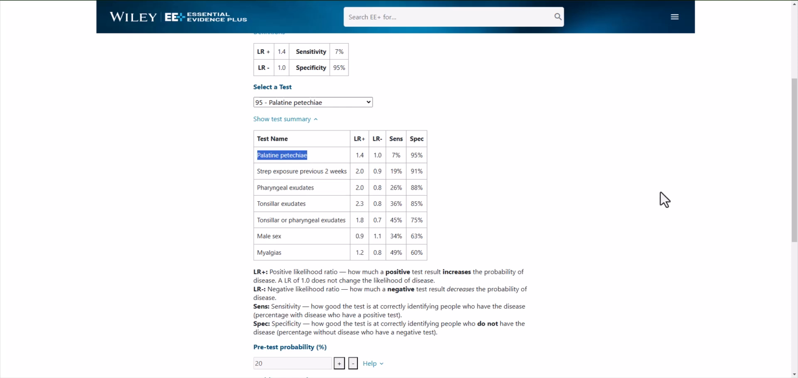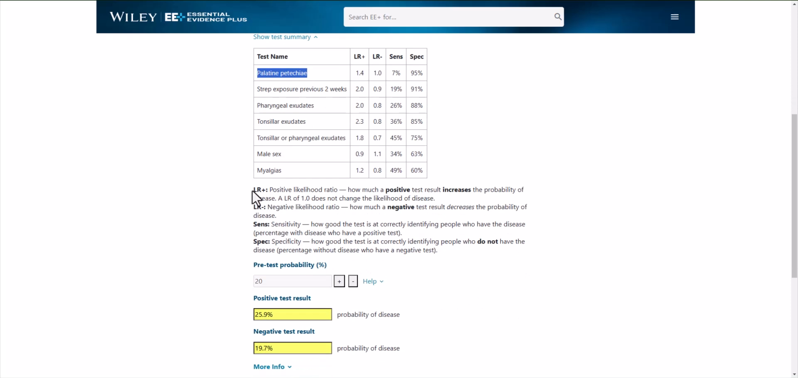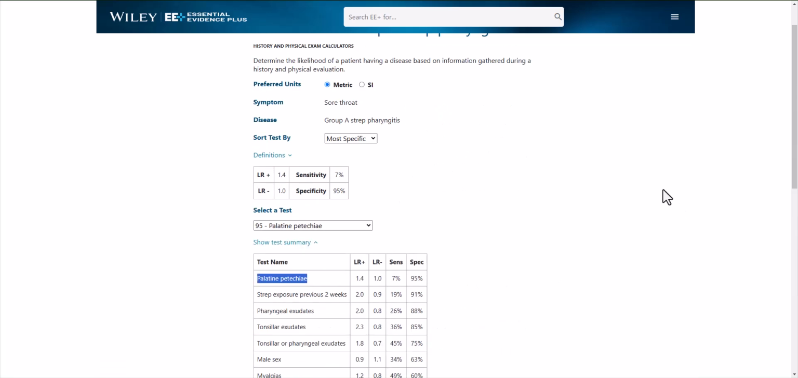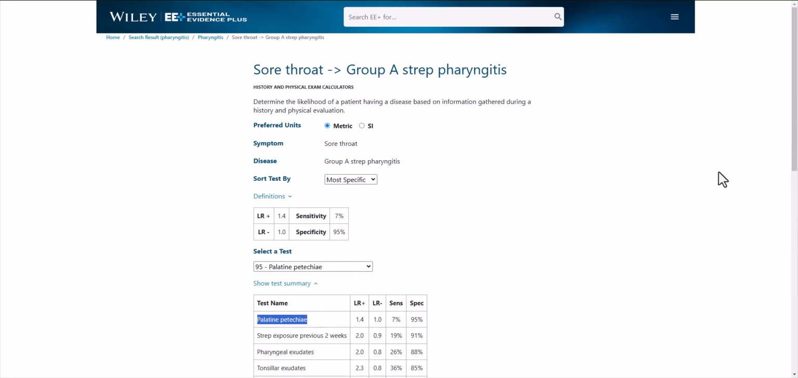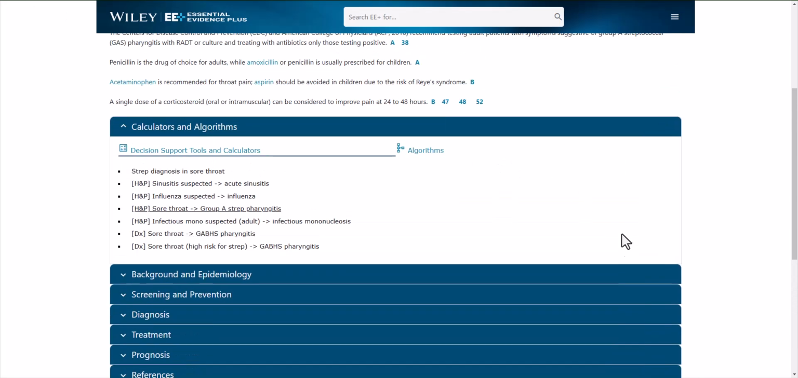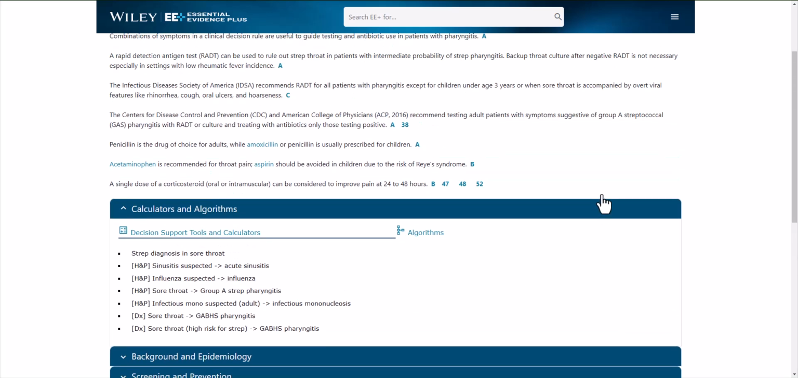And if you're unclear on the definitions of what those mean, there is a brief definition of these indicators here at the bottom. So it'll tell you what a positive likelihood ratio means, a negative likelihood ratio, versus sensitivity and specificity. Now, you may not end up using every single aspect of these calculators, but you might look for likelihood ratios, sensitivity, and specificity. So that's basically what the calculators and algorithms part is for each topic.